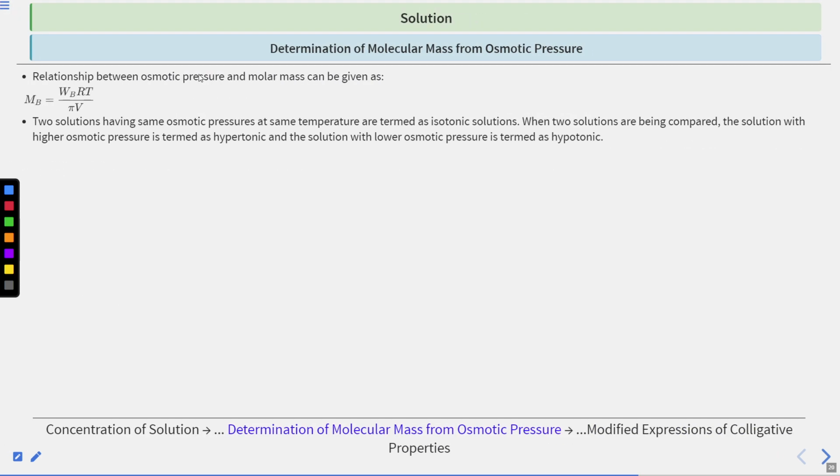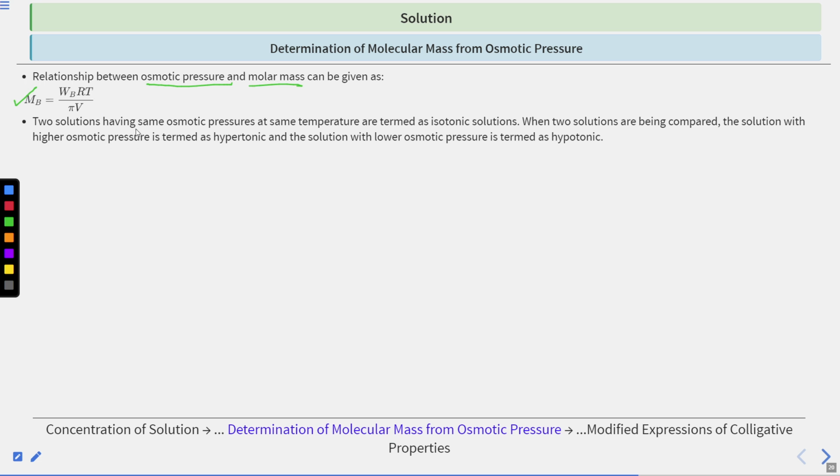Okay, so determination of molecular mass from osmotic pressure. If we are given the osmotic pressure, how can we calculate the molecular mass? The relationship between osmotic pressure and molar mass is: molar mass of solute equals weight of solute into R into T divided by pi, which is the osmotic pressure, into V, that is volume.